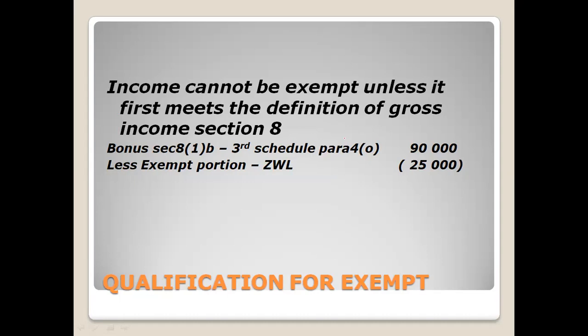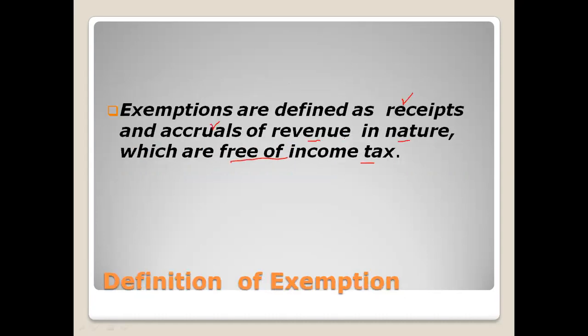After qualifying, then we exempt a certain portion, the whole amount or part of the amount. For example, let's say a bonus is part of gross income according to section 8(1)(b), third schedule, paragraph 4(o), of 90,000. According to the current statutes, the exempt portion is 25,000. So that's the qualification for income to be exempted. First of all, it has to be part of the gross income.